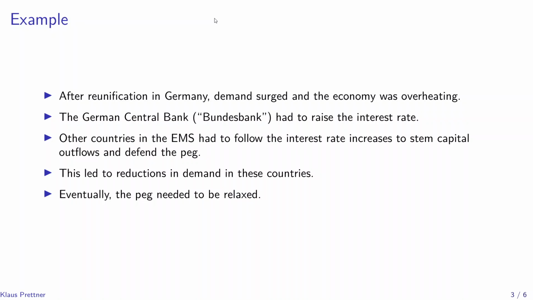Then later on, they had at some point to increase their interest rates, despite the fact that they would actually have had to decrease their interest rates from a business cycle perspective, but they had to increase the interest rate in order to stem capital outflows. And then at some point, pressure was just too large, so they had to devalue and give up the peg in the end. And this was in 1992.